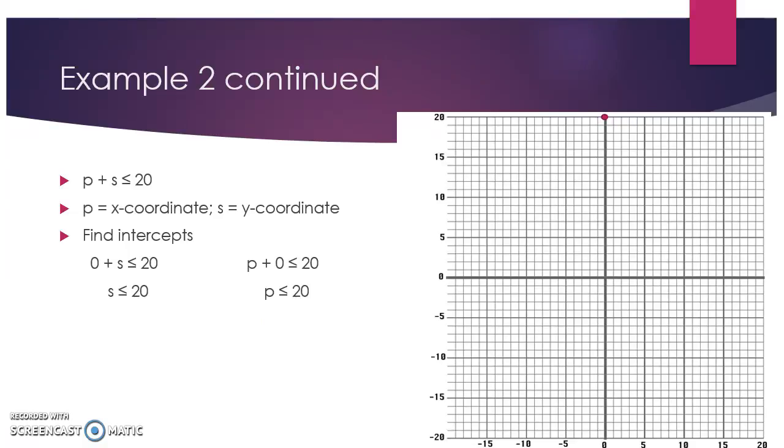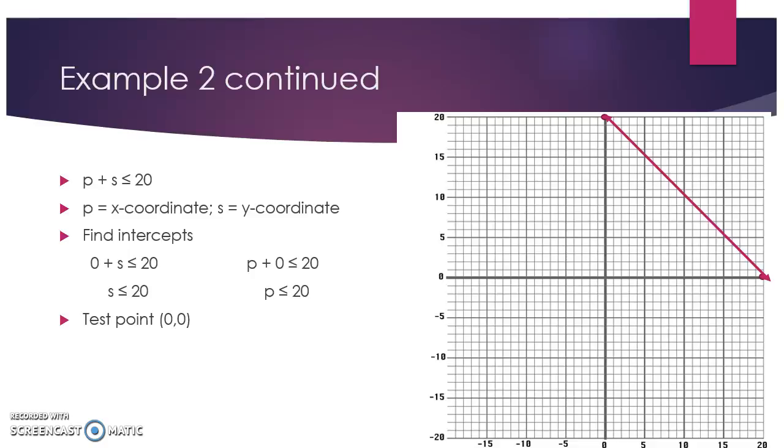S is less than or equal to 20 means we cross the y-axis at 20, and P is less than or equal to 20 means we cross the x-axis at 20 as well. Since we have 2 dots, we can go ahead and draw our line. Notice it's a solid line because the line is included in our answer because it's less than or equal to.